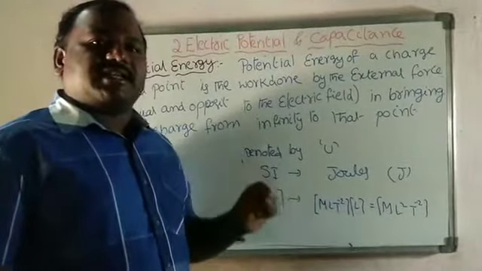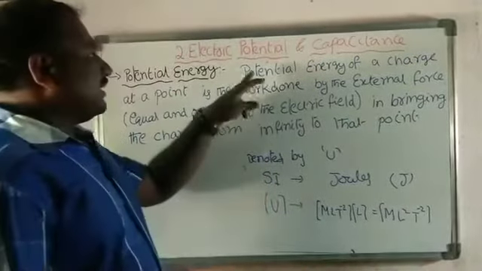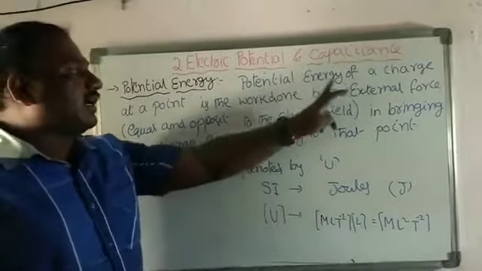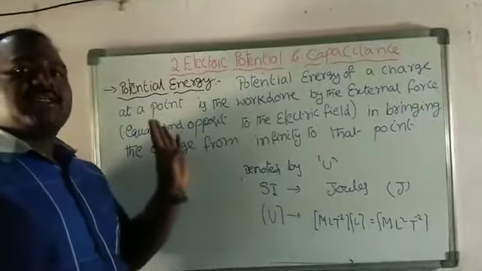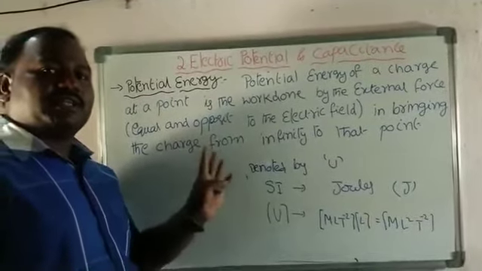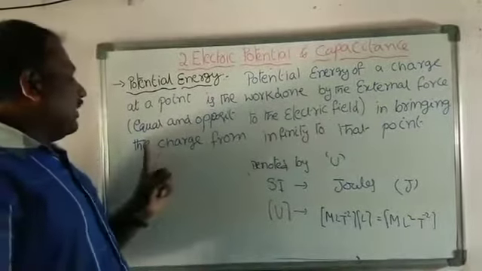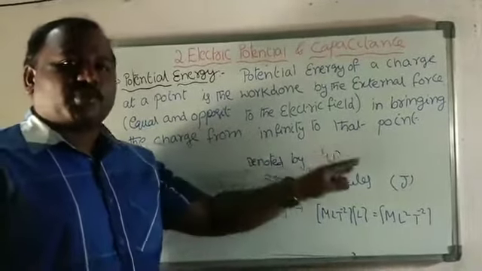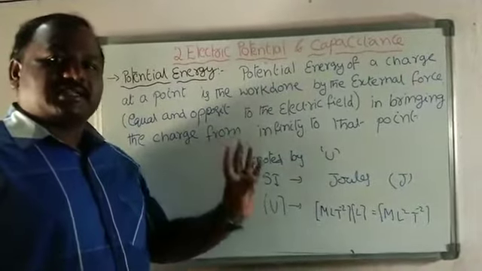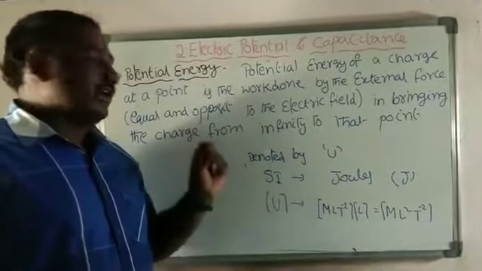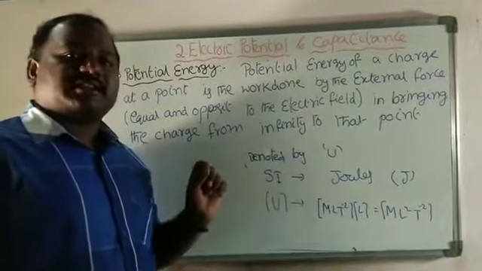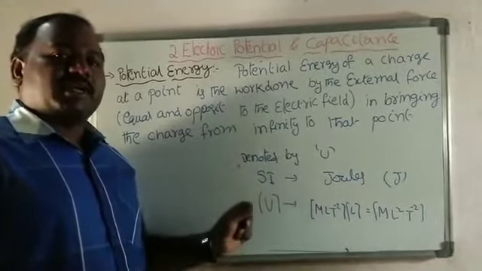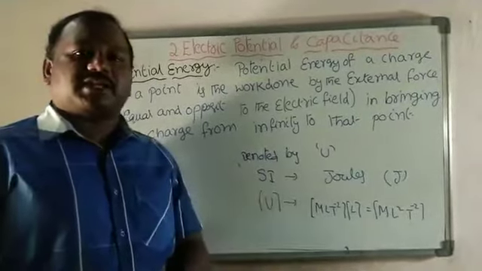Once again, see the definition for potential energy: the potential energy of a charge at a point is the work done by an external force, which is equal and opposite to the electric field, in bringing the charge from infinite distance to that point. The potential energy is denoted with the term U, its SI unit is joules, and its dimensional formula is M L square T power minus 2.